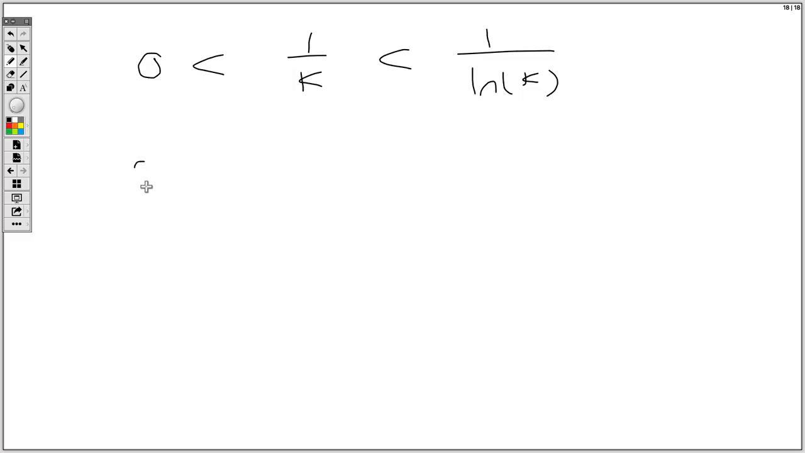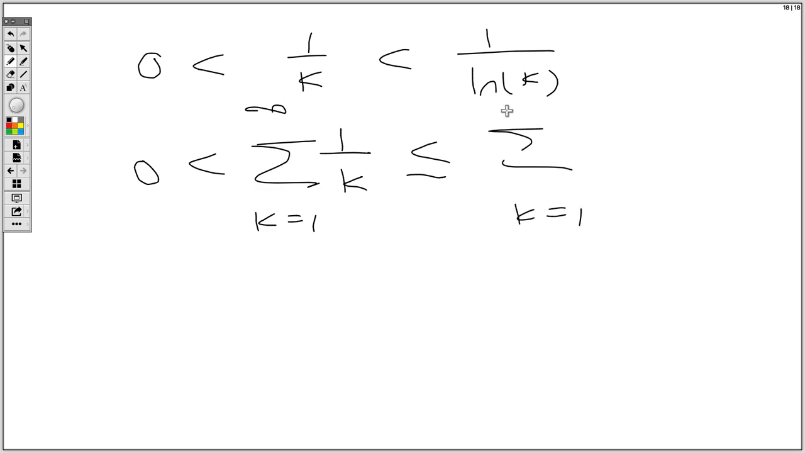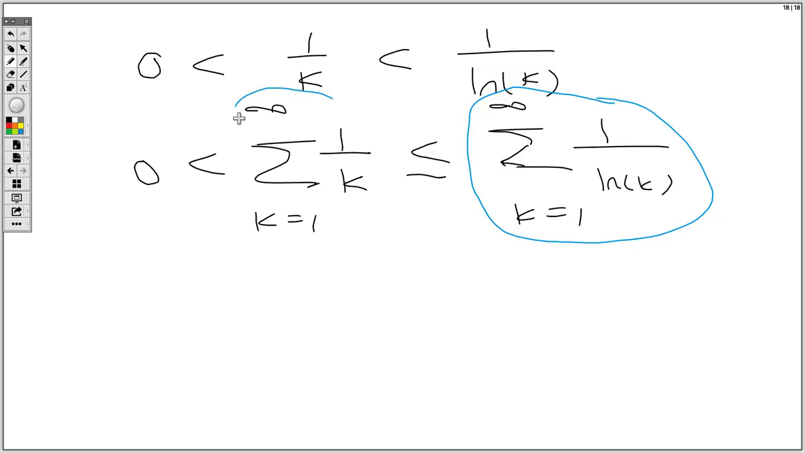So now I can put the series through. So you add up a bunch of zeros, you just get 0. We're adding this one up, and then we're adding this one up. All right, now, which of these do we know about? Well, this is what we're trying to figure out. What do we know about this one?